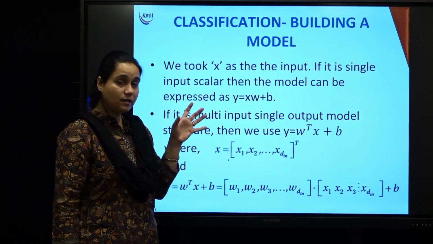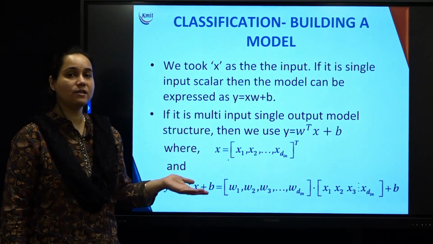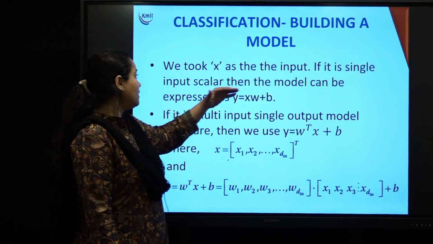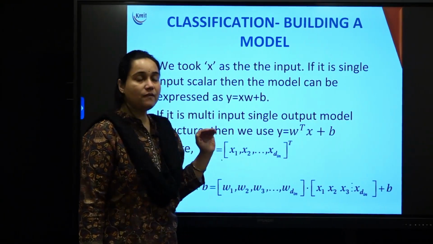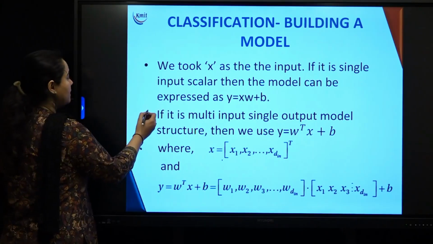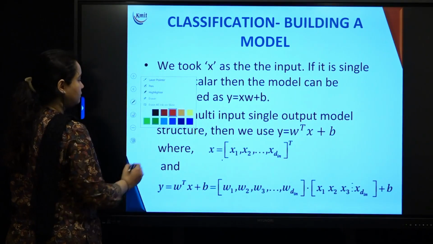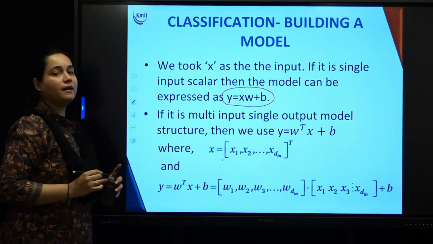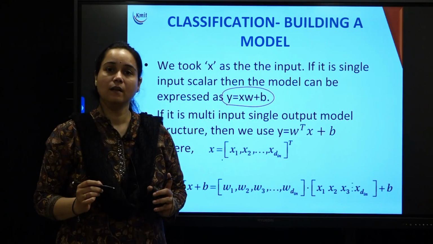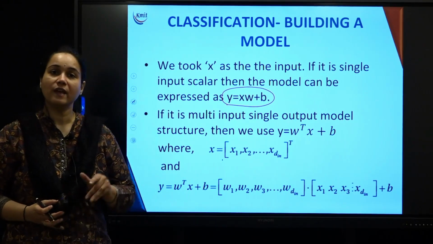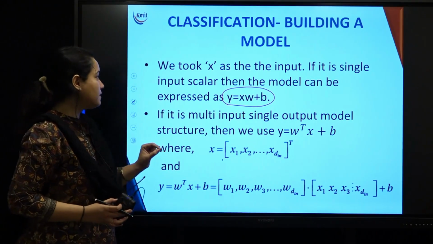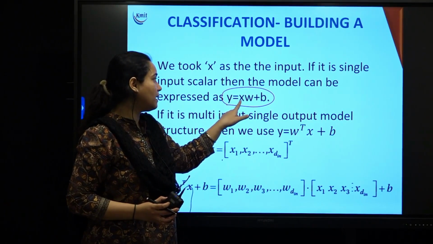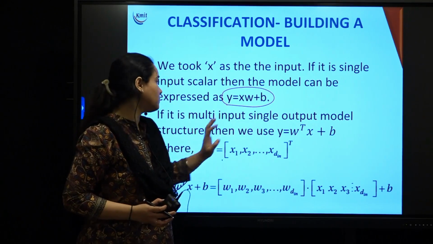Now, based on this type of X, there are several ways in which you can build a model. First, we will look into the case where it is a single input scalar. Then very easily the model will be expressed like this. Very simple. You came across this in simple linear regression also. If X is a single scalar input, you can build a model by using Y is equal to X into the weights plus bias.